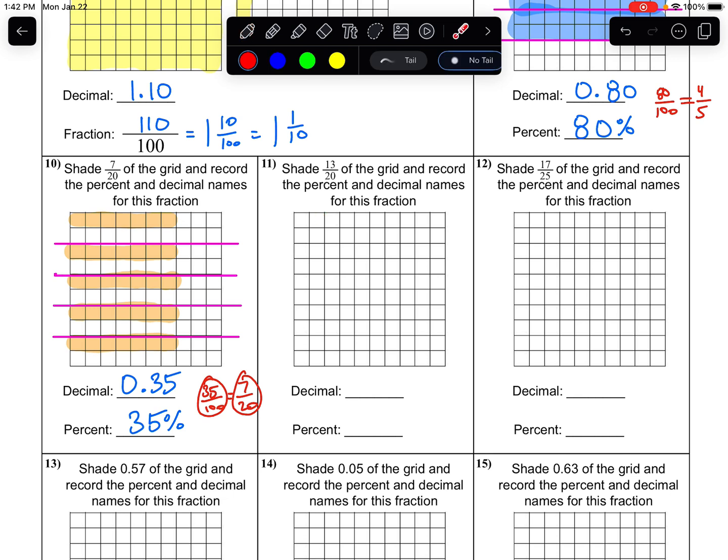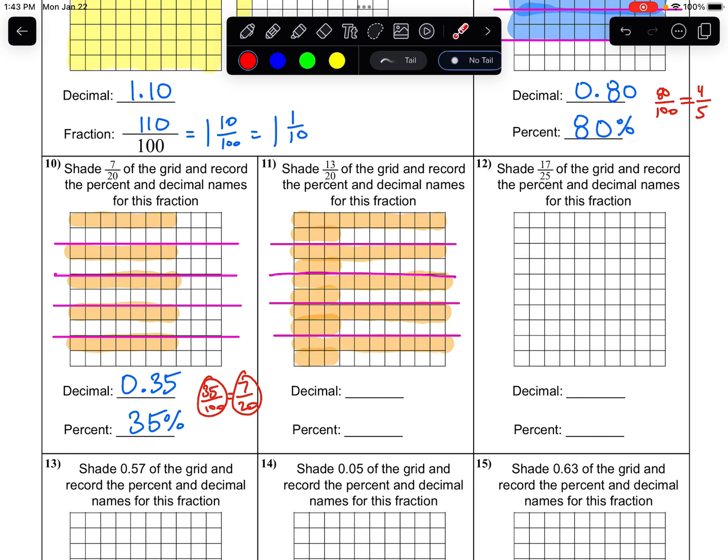Let's try the next one, 13/20. Again, I'm going to do the same thing. I'm going to take these and break it into 20s. Close enough. All right. And this time I'm going to shade 13 of them. So 10 and 3, another 10 and 3, another 10 and 3, another 10 and 3, and another 10 and 3. That's 13 for each of these sections.